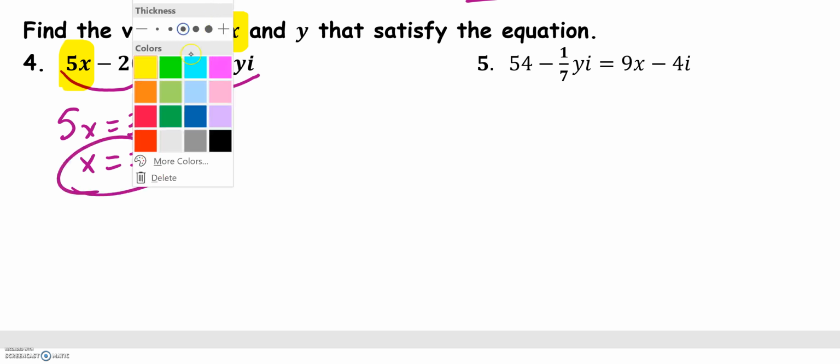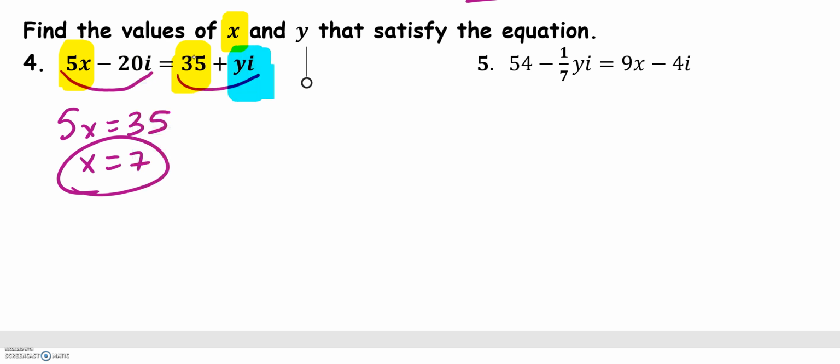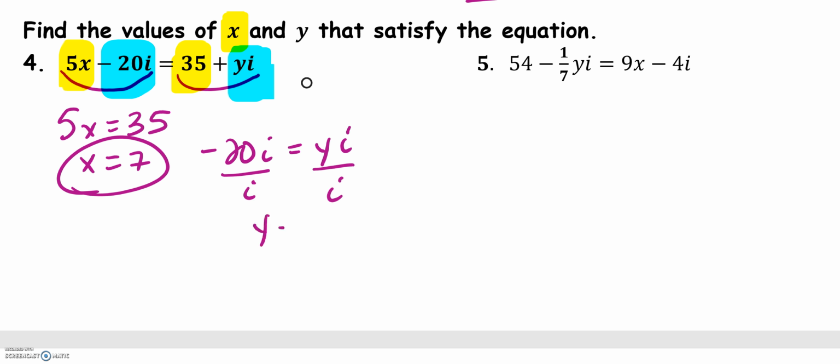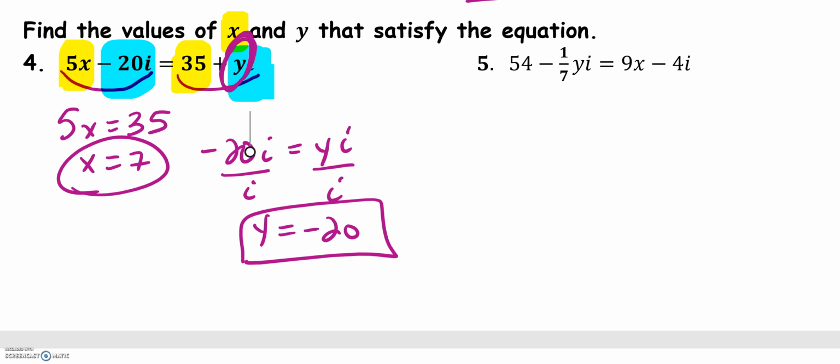Similarly with your y, the way this looks is -20i equals yi. And if I'm trying to solve for y, I would have to get rid of that i. So basically our y is negative 20. And when you're looking at that, you don't have to do that work. If we look at our y right here, it's the same as the number over here. Okay, so y is negative 20. If you can just look at them and say the answer, that's wonderful.